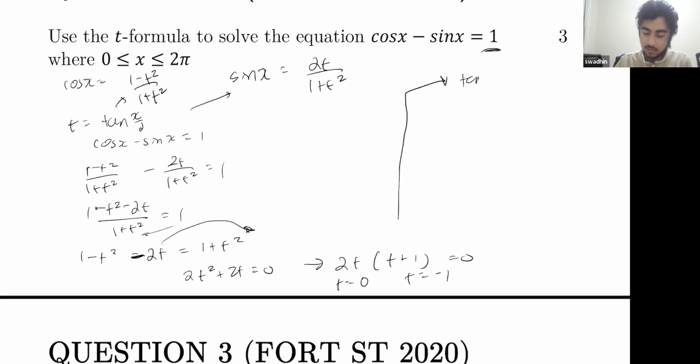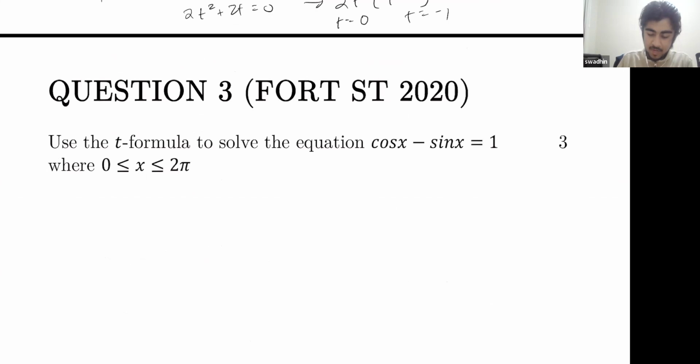Actually, no, I'll start a new page. That means that tan x on 2 is equal to 0 and tan x on 2 is equal to minus 1. It should be and, not or. So x is equal to 0 or 2 pi. You can't have x equal to pi because tan pi on 2 is undefined. So just 0 and 2 pi for this one.